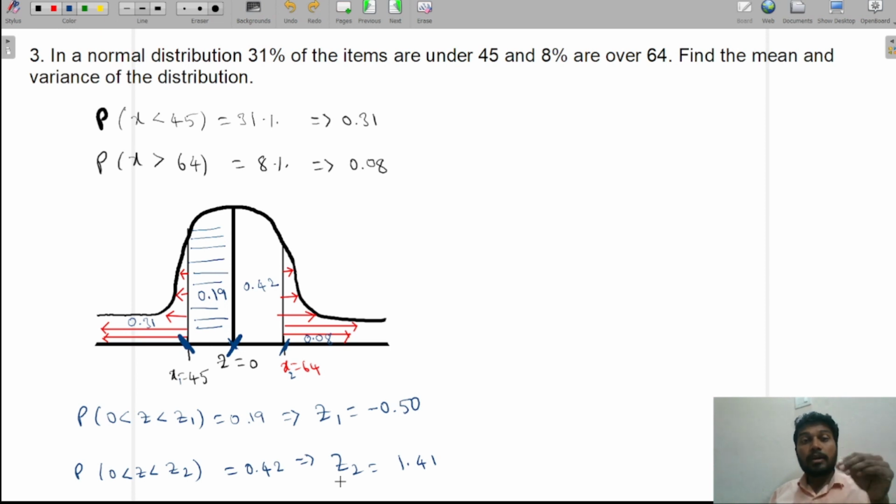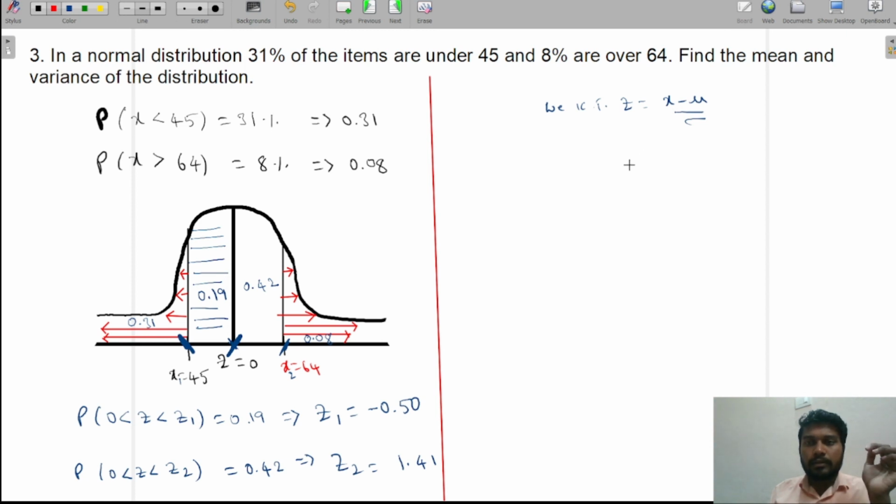Okay, so now I'm taking the formula of the normal distribution. We know that z equals x minus nu by sigma. In this formula, I'm substituting the values. So z1 equals x1 minus nu by sigma. So the z1 value, minus 0.50, equals x1 minus nu by sigma.